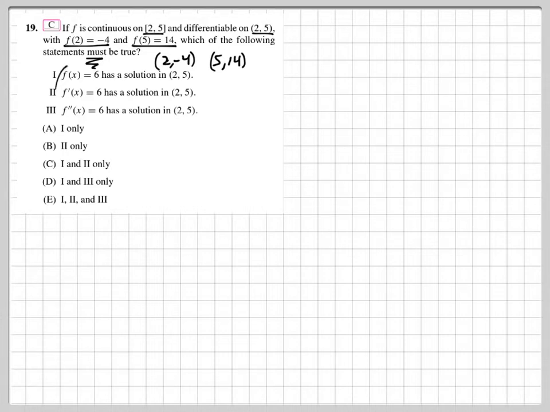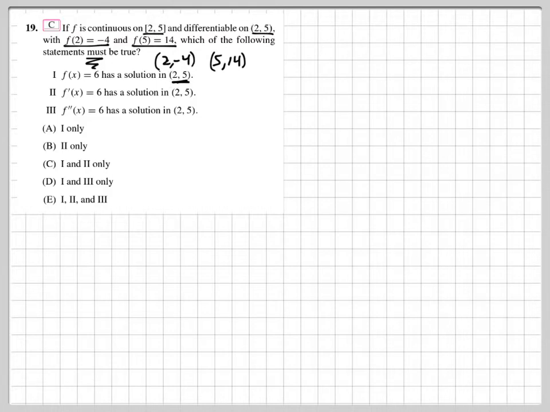Not can be true, must be true. All right, just a quick scan. It looks like we're given information about f, f prime, and f double prime. Let's read the first one. It says f of x equals 6 has a solution between this interval. Now keep in mind that these numbers are all x values.